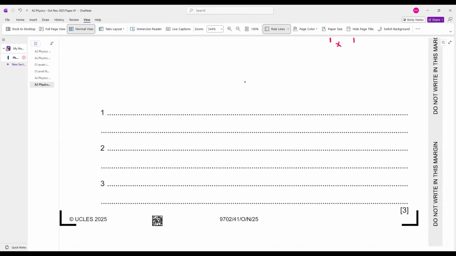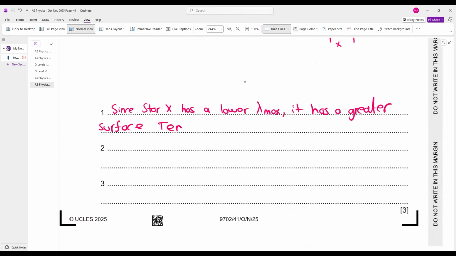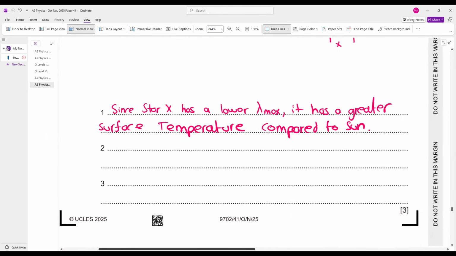You can say, since star X has a lower wavelength maximum, it has a greater surface temperature compared to the sun. बेटा सन के कंपैरिजन में स्टार एक्स हैज अ greater surface temperature. What else can you derive here?